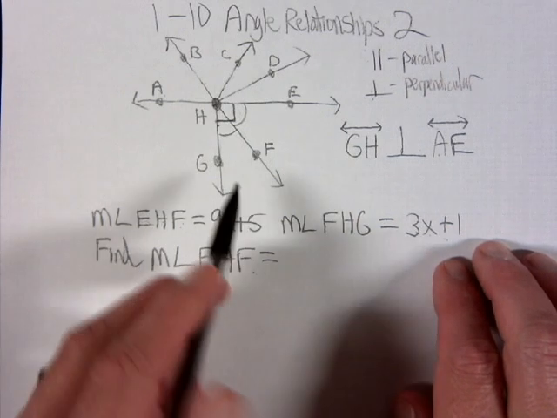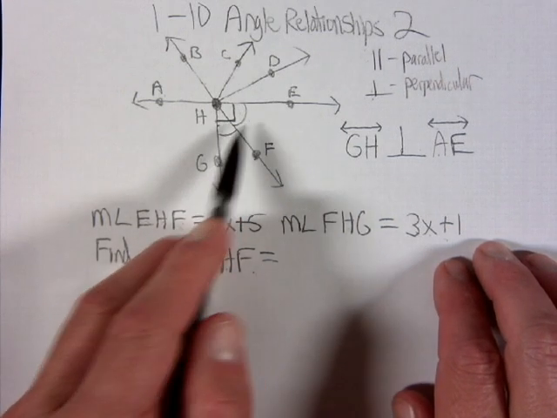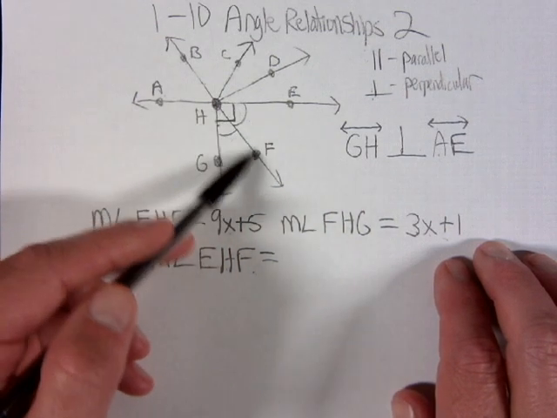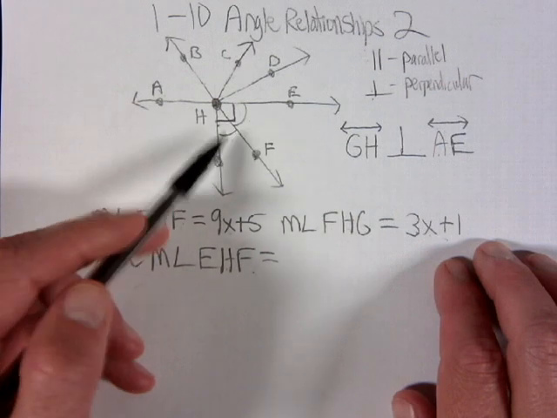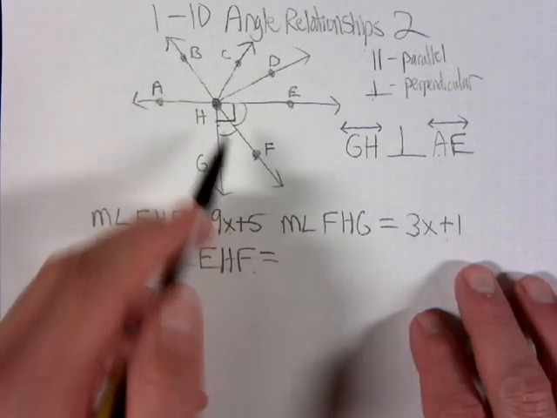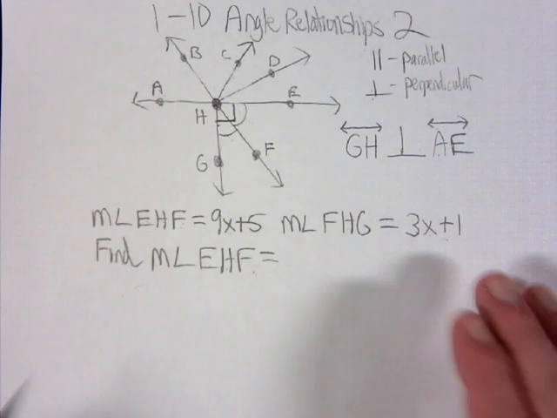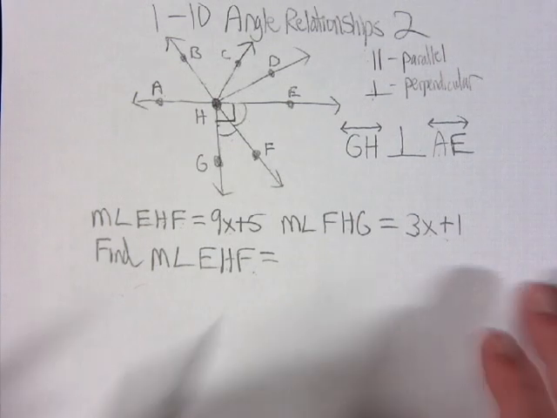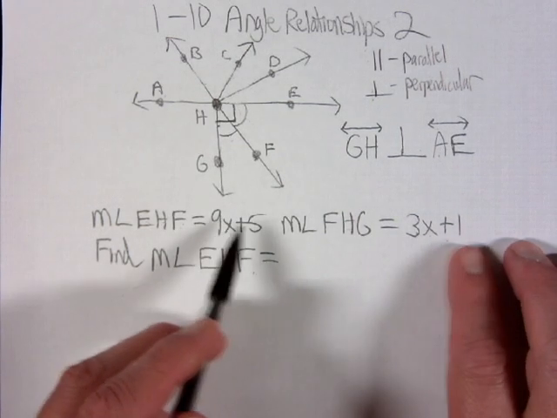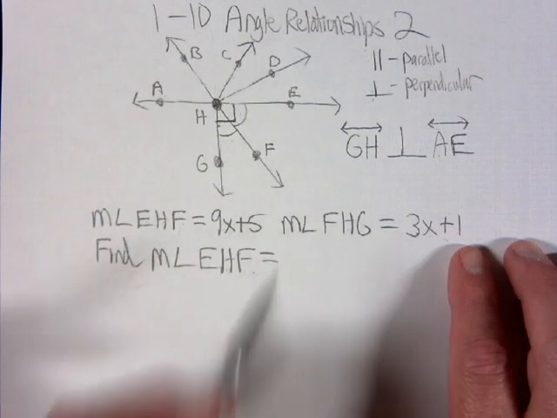So the question is, do we know that these two are the same? Well, if they told us that ray HF bisected this angle, then yes, we would know that they were the same. But they don't tell us that, and there's no other indication to say that these two are the same. We don't know that for sure. So in this case, we can't just say this equals this. We've got to come up with something else.